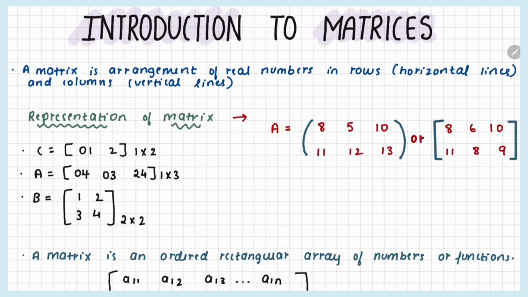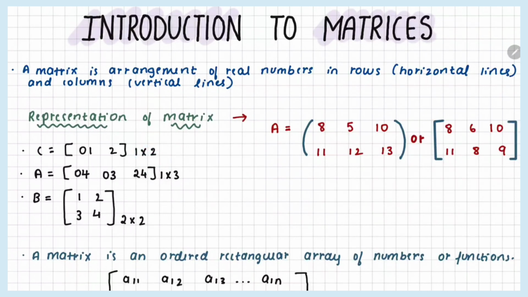Now let us see a few examples of matrix. C is equal to 0, 1 and 2. So we have one row and two columns. Row is a horizontal line, so we have only one horizontal line with two columns. This is how you have to represent it. If they have given 0, 1 and 2, you have to write the number of rows and columns.